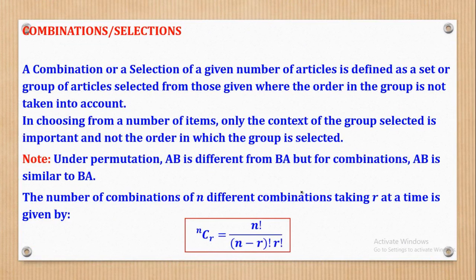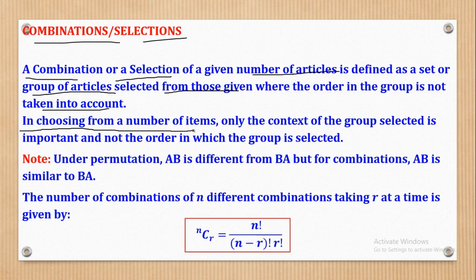So that has been permutation of digits. Now we shall go to combinations or selections. A combination or a selection of a given number of articles is defined as a set or group of articles selected from those given, where the order of the group is not taken into account. I believe by now you already know this.